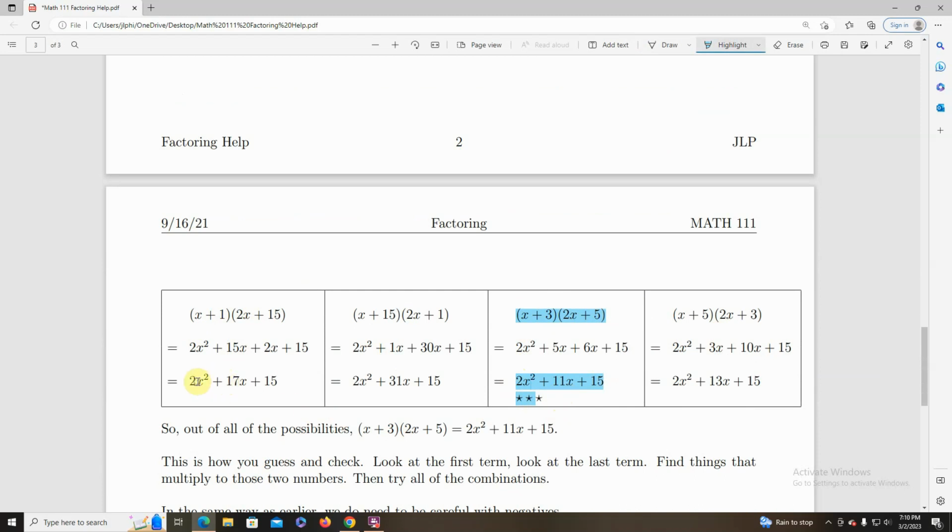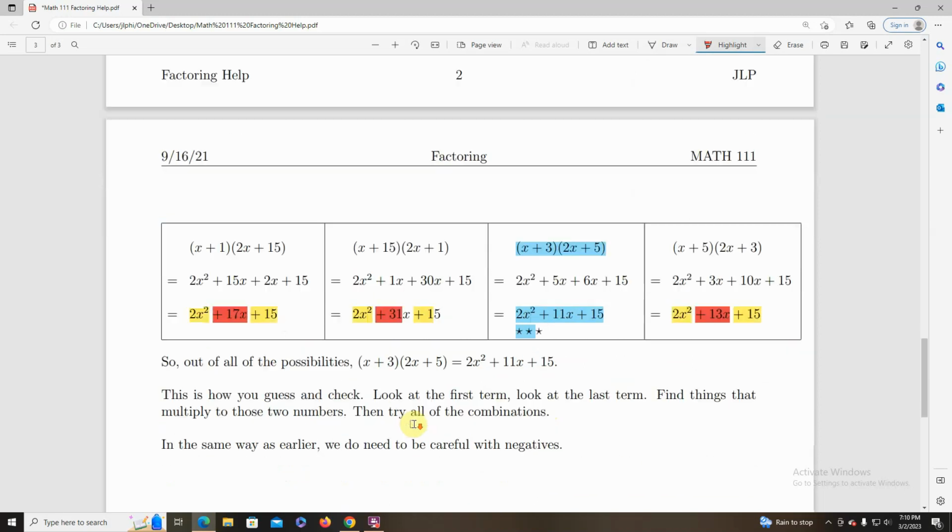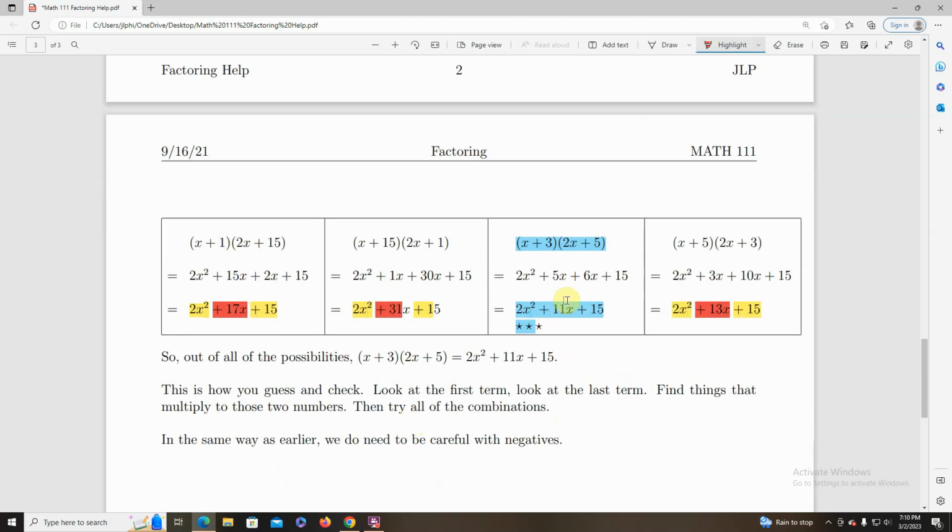Notice they all have, let me highlight this for you, notice they all have 2x squared and a positive 15. They all have that because we chose all these combinations to make that. Where they are different is in the middle term. Okay? And only one of them has the correct middle term. And that is the one that is the correct one. So if I wanted to factor 2x squared plus 11x plus 15, the answer for that is x plus 3 and 2x plus 5. Okay?